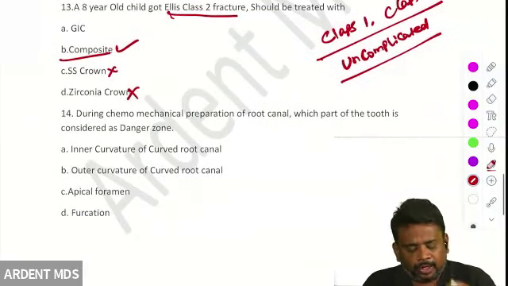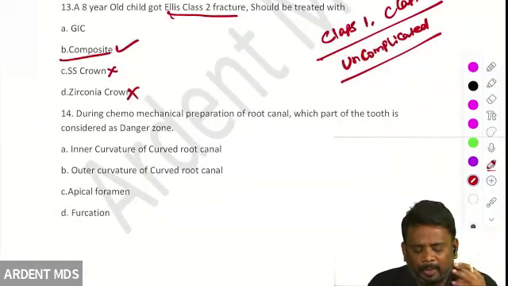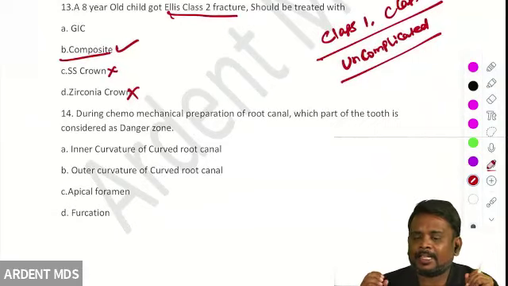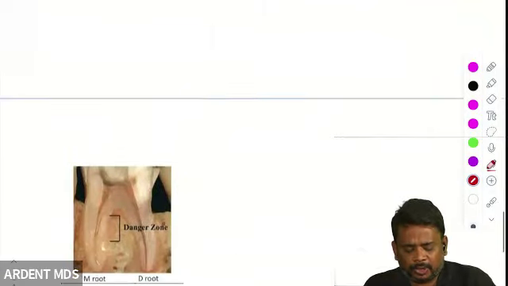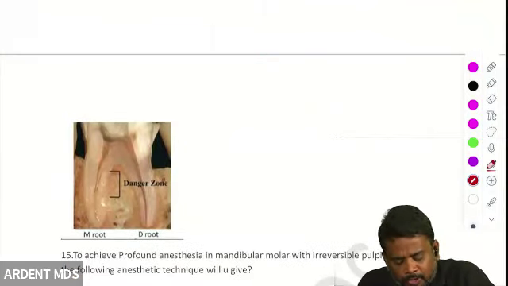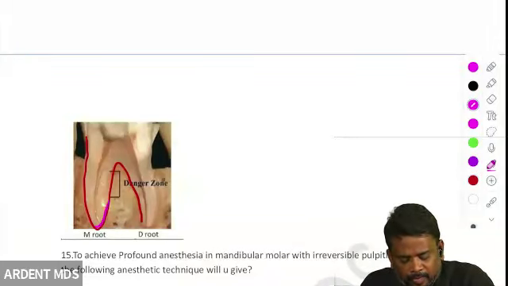Yes, question number 14. During the chemomechanical preparation, or the biomechanical preparation of the root canal, which part of the tooth is considered the danger zone? Okay, so let's explain the danger zone, students. So this is actually what is called the danger zone. This is the outer surface of the root, and the inner surface, which I'm drawing in pink color, is the inner surface of the root canal, especially a curved root canal.